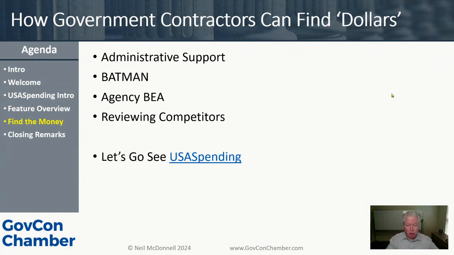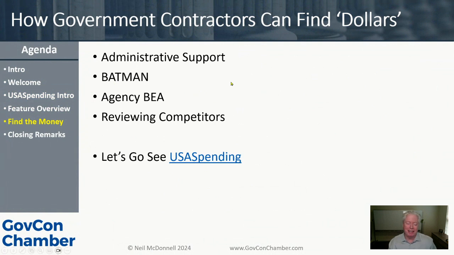So along with showing you the features of USA Spending, I also want to show government contractors how you can find the dollars, right? I'm going to use an example of administrative support services today. I'm going to use BEA, which is a bureau underneath the Department of Commerce. I think it's the Bureau of Economic Analysis. I'm going to use that as my example of the agency I'm trying to go into.